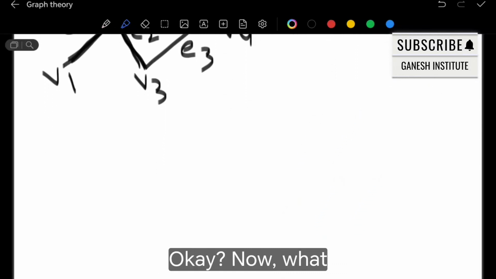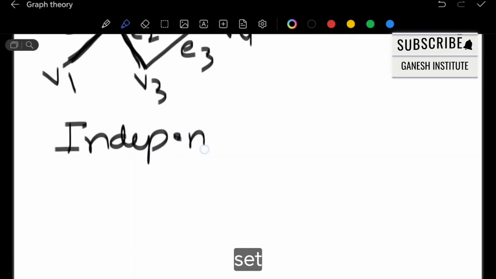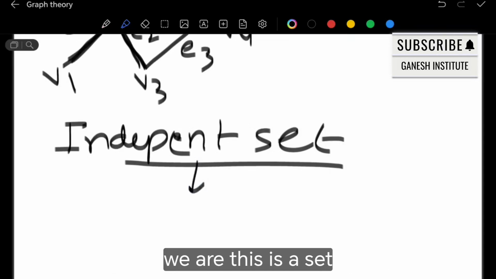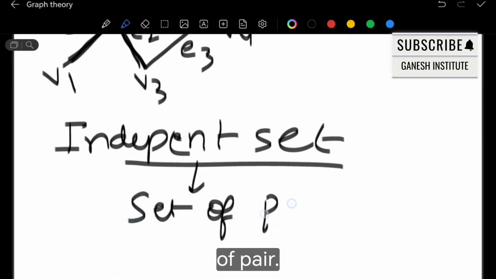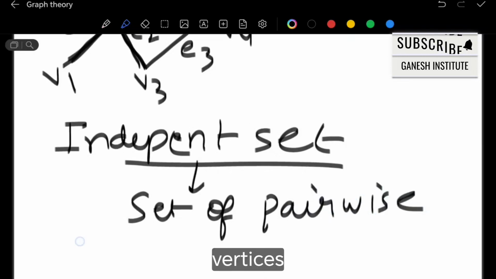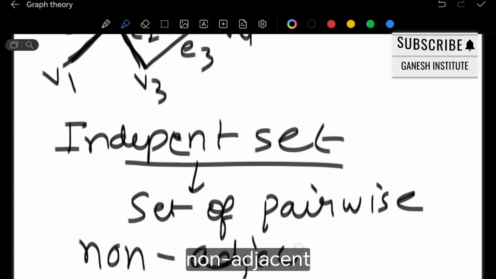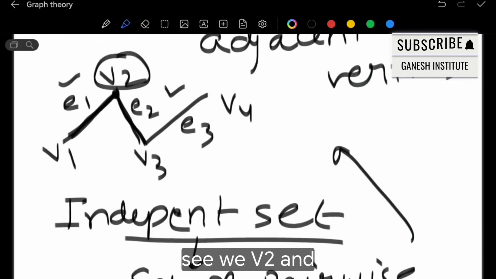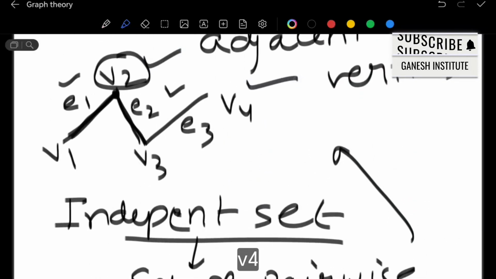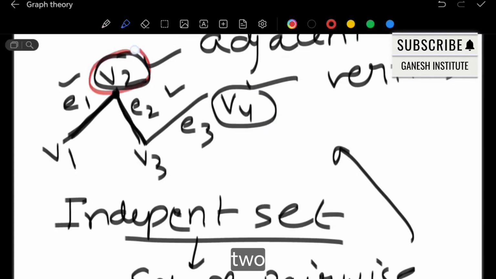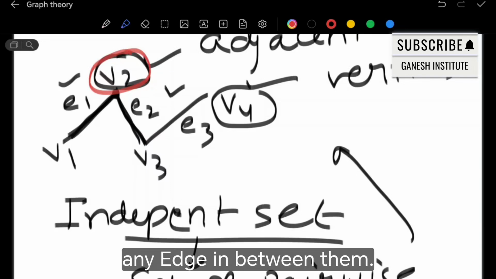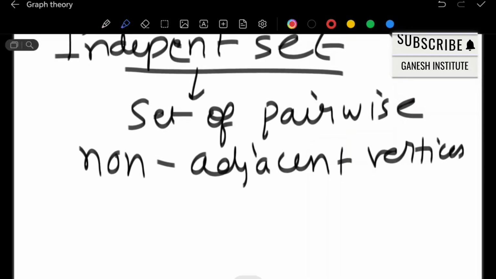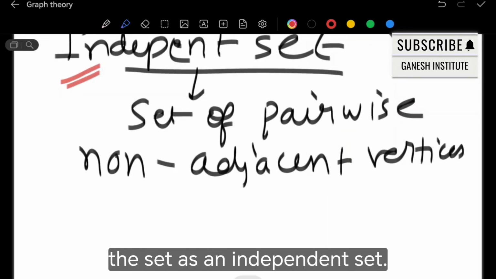Okay. Now, what do you mean by independent set? Independent set is the opposite of clique. That means this is a set of pairwise non-adjacent vertices. For example, in the same graph, if you see V2 and V4, these two do not have any edge between them. So these are non-adjacent and hence we will call the set an independent set.